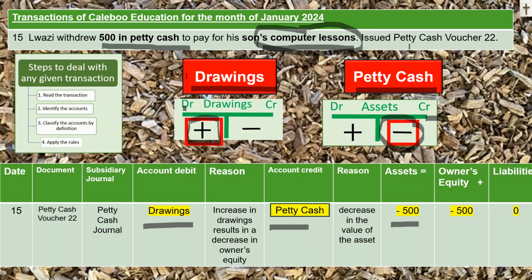Minus 500 under assets because the petty cash decreased by 500. What does drawings do to owner's equity? It has a negative effect on owner's equity. Nothing under liabilities. Right, this is a long one, but it's important.